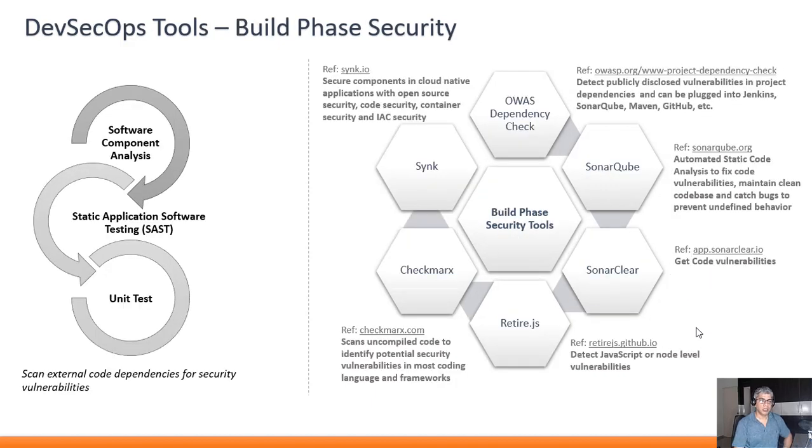Build phase security is very important because that's where you are scanning the external code that is part of your dependencies, and you are trying to figure out if there are any security vulnerabilities in the dependencies, right? So you are doing software composition analysis, you are doing static application security testing, SAST, which I have explained to you before, and you are doing unit testing. There are a lot of tools that you can use: OWASP Dependency-Check, SonarQube, SonarCloud, Retire.js, Checkmarx, Snyk. SonarQube I have used. It's a pretty good tool.